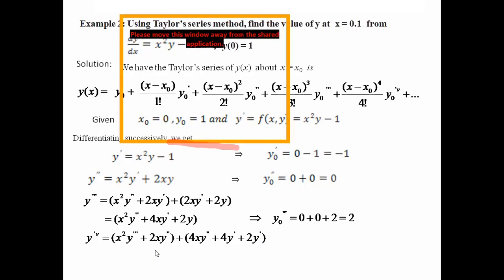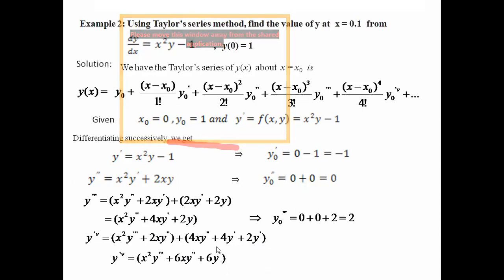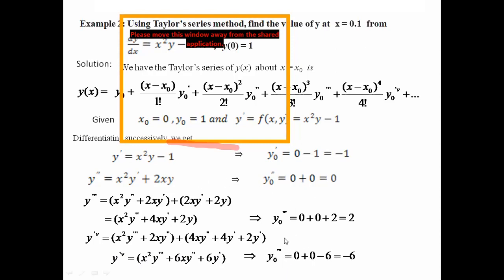Now, combine similar terms. So x square y triple dash is there. Here 2x y double dash, 4x y double dash; if you add it, you get 6 times x y double dash, and the sum of these two, 6 times y dash. Now we have to find the value of this derivative at x naught, y naught. If you put x is x naught, this term is 0, this also 0, and you get 6 into y0 dash. But y0 dash is minus 1. So 6 into minus 1, all the other terms become 0, so we get minus 6. So the fourth derivative at that point is minus 6.